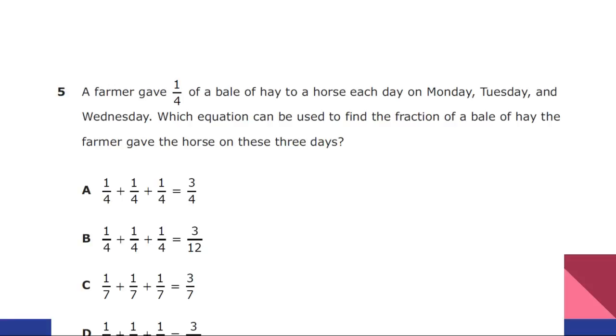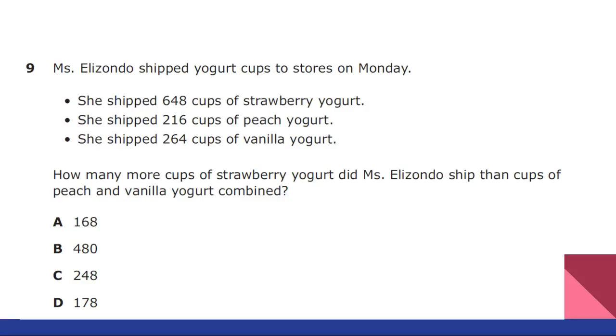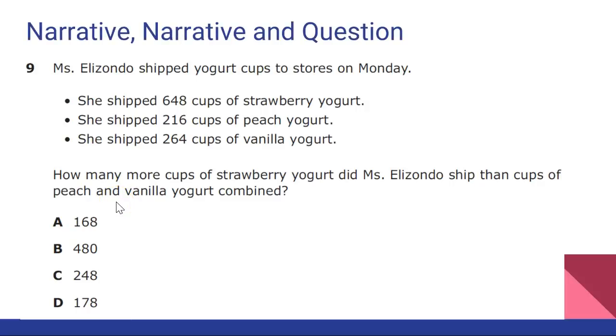Notice number 5 doesn't have any breaks. Number 5 has a narrative and a question. So this is narrative and question. You'll notice number 9 has a narrative, then there's a break. Then we have another narrative, but notice this particular narrative has bulleted items. That is something that I've seen in grades 3, 4, and 5 that's a little new. We've seen more of these items. And then we have a question. So this is a narrative and question.